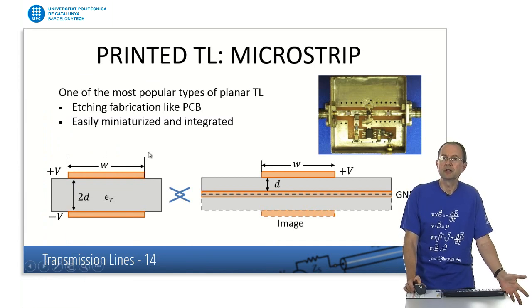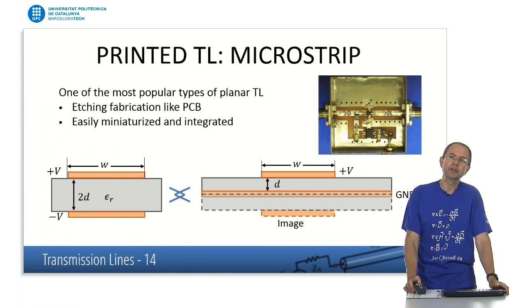What is the usage of the different transmission lines? Well, it depends very much on the application. For example, for radio frequency devices and high-speed communications, what we use in many cases is the microstrip line, because it's very popular for the simplicity of fabrication. You can just make these lines like a PCB with etching fabrication. And what is the line actually?